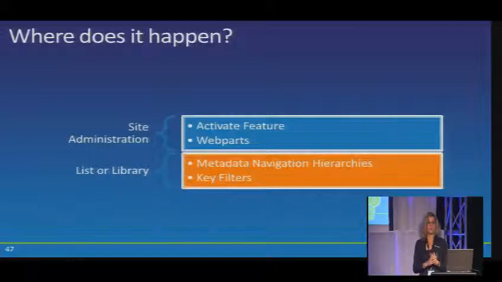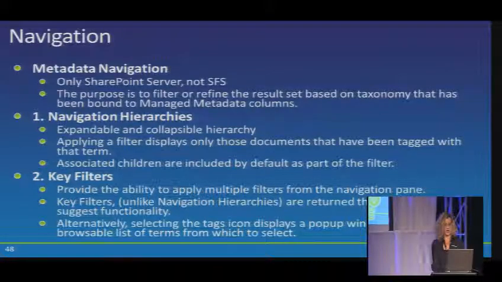So this is quite simple. We're going to go through two steps. One, site administration to activate the features, and then at a list or libraries level to actually put some metadata navigation hierarchies onto the page and enable some key filters. Okay, so without reading through that whole slide, because I think I copied the information, but it was navigation hierarchies is the expandable and collapsible hierarchies that you're going to see in order to be able to filter and drill down into information, and key filters is adding in parameters. So I'm just going to show you it.